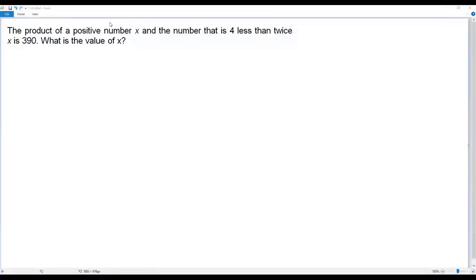Here I have a SAT math question. Okay, let's go with the information. The product of a positive number x and the number that is 4 less than twice x is 390. What is the value of x? So here x is a positive number.